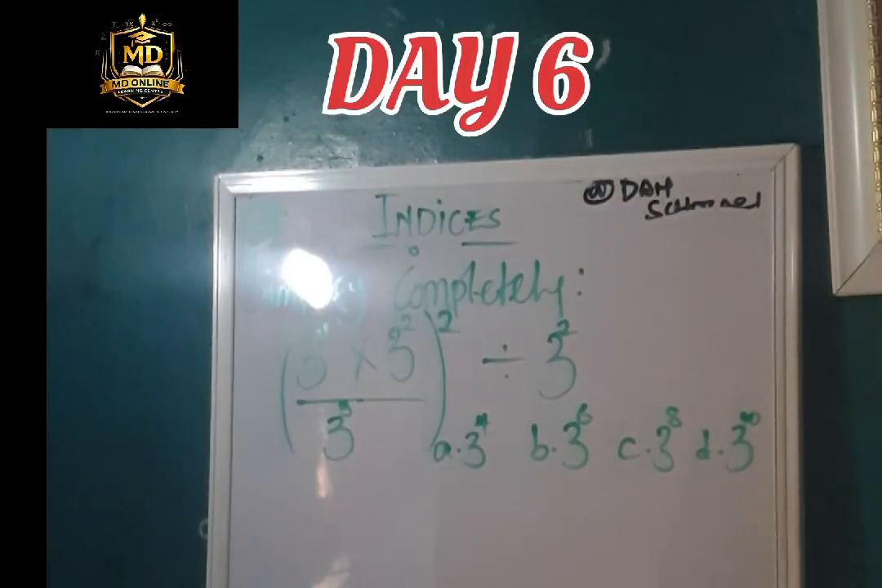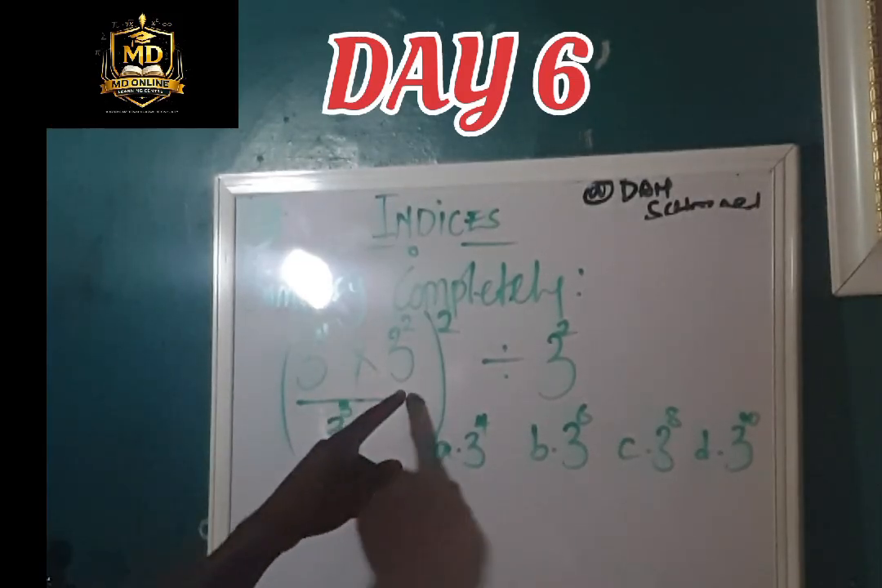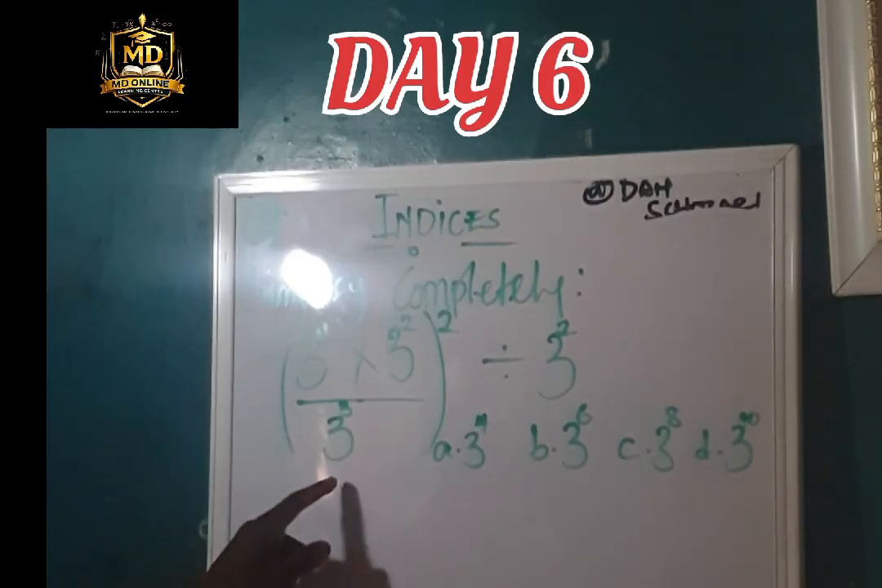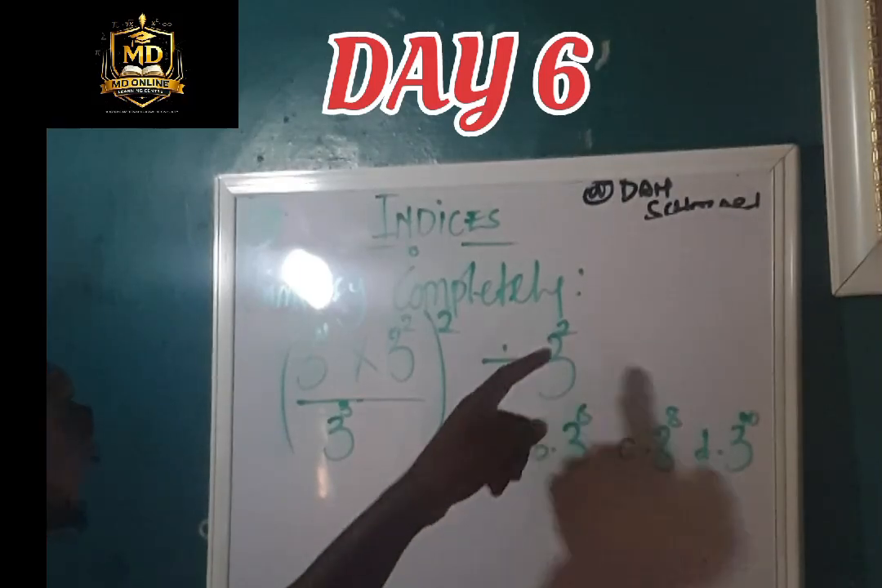I want us to consider this NECO question. The question says simplify completely: open brackets 3 raised to power of 4 times 3 raised to power of 2 all over 3 raised to power 3, close brackets, raised to power 2, divided by 3 raised to power of 2.